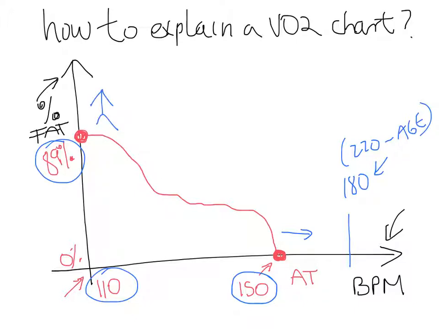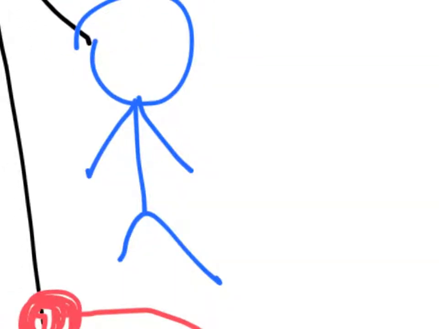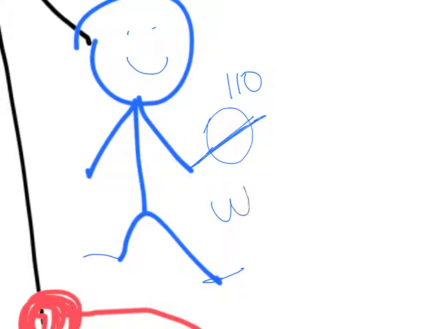So we get this little guy, and let me zoom in. Let's see, he's watching his watch, so he sees 110 BPM while he's going for a walk. So he's all happy because he knows that he's burning 89% fat in every calorie that goes out.